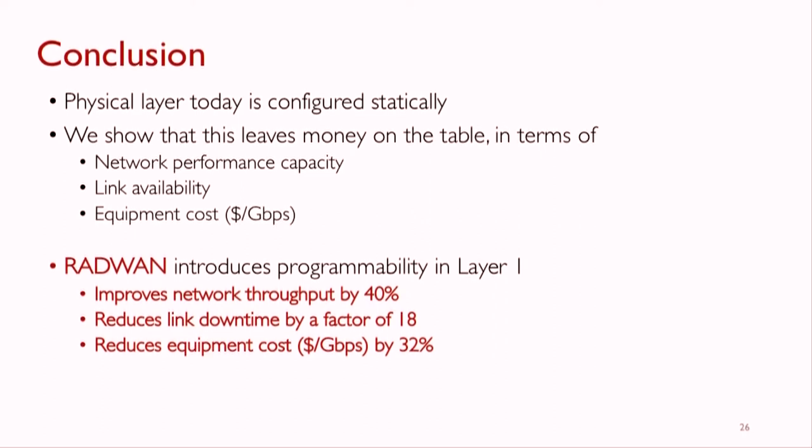I presented to you RADWAN, which introduces programmability in layer one. When it does so, it improves throughput by 40%, reduces link downtime on average by a factor of 18, and it reduces equipment cost measured in dollar per gigabits per second by 32%.